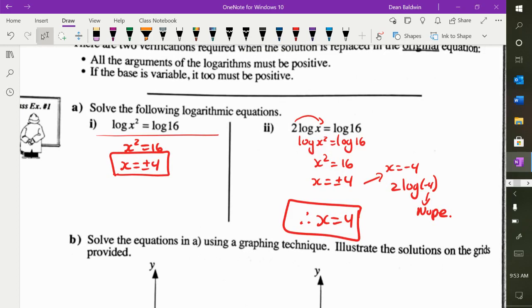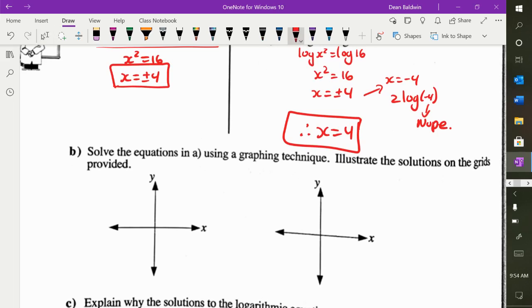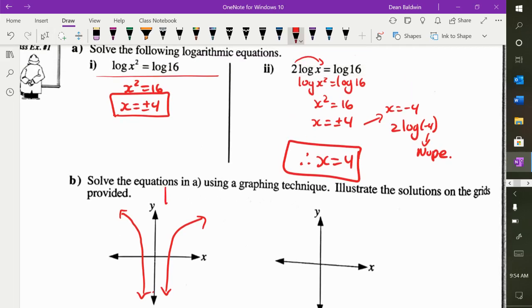Always check with the original, okay? Not once you manipulate it. You have to check with the original. And if you looked at the graph of these, if you graph log x squared, it looks like this. Okay, you get both sides of it. If this is the graph of log of x squared, I'm not going to ask you to do this.